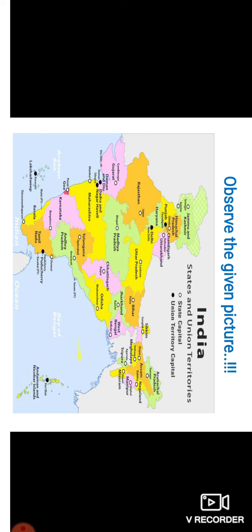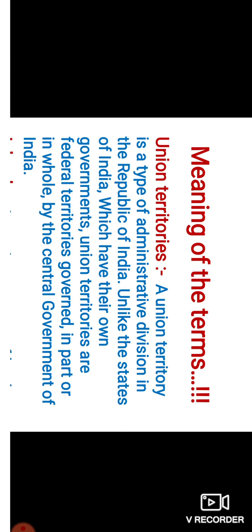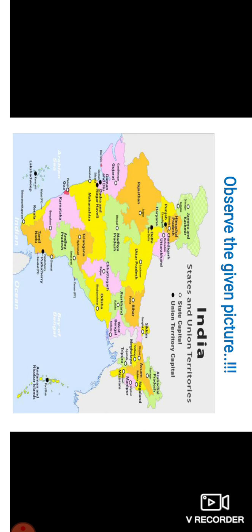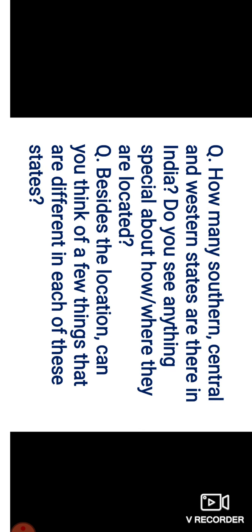There are four more union territories of India, besides Andaman and Nicobar Islands, Lakshadweep, and Dadra and Haveli. Chandigarh is there, you have Delhi, and you have Pondicherry. So that's it. I hope now you are clear with this.